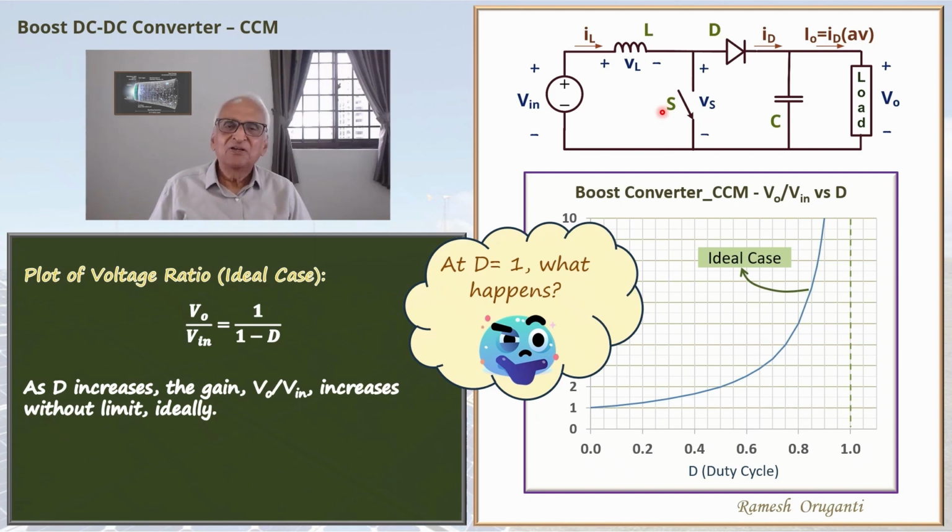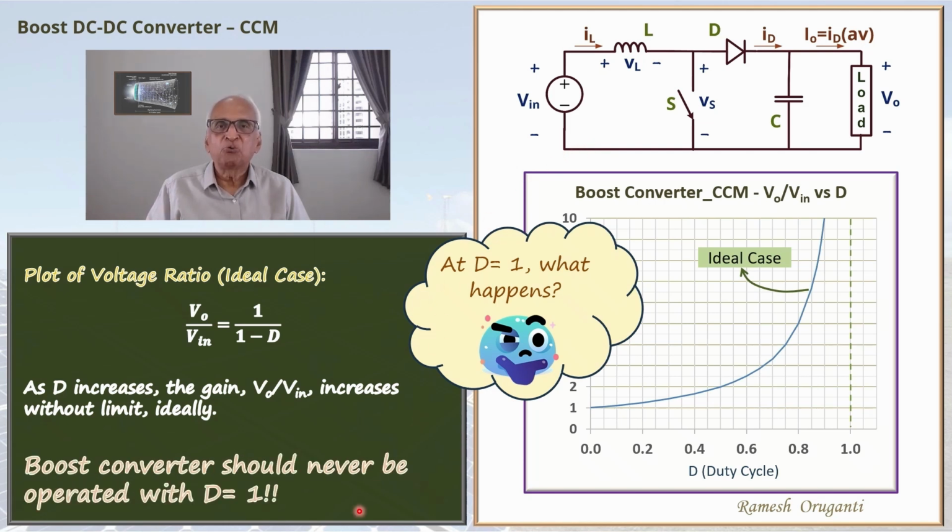In addition, if the switch is always on, the inductor is always connected across the input supply. So the current will tend to go to a high value. The switch will get damaged. The inductor insulation may burn. So this circuit cannot be operated at duty cycle equal to 1. In fact, for practical reasons, the circuit cannot be operated even close to duty cycle equal to 1.